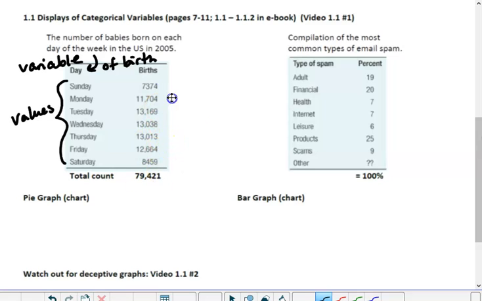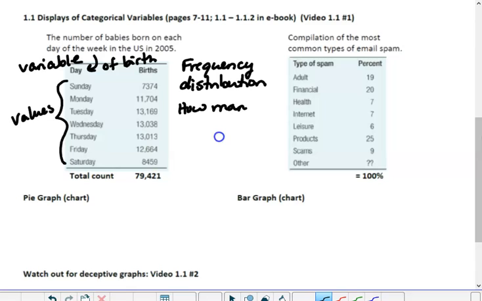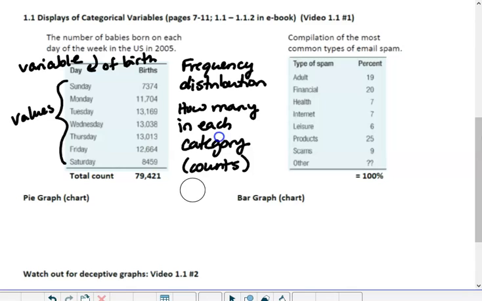So this is a distribution. This is a frequency distribution. Of course, we can call that a frequency table. And it tells how many in each category. So we call those counts. Like we count how many are in each category. Those are counts. And I probably ought to write that so it looks a little more like a C here.